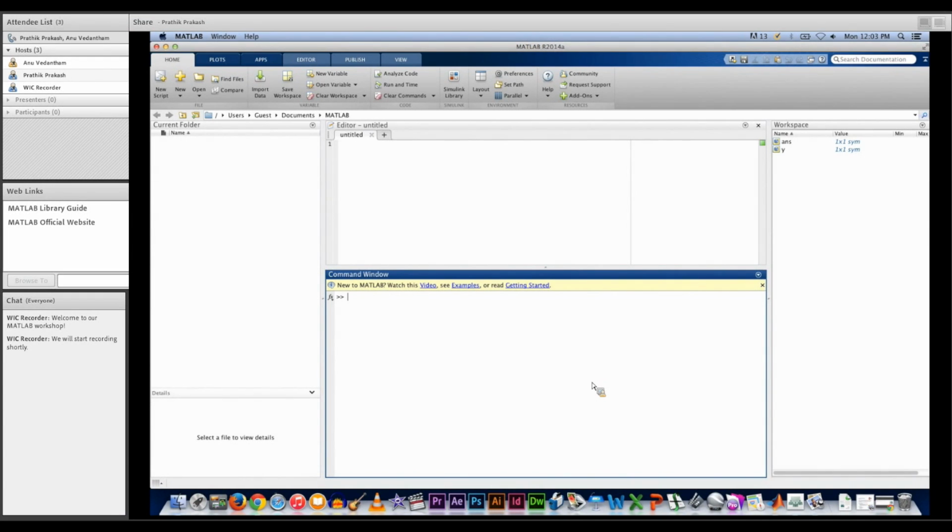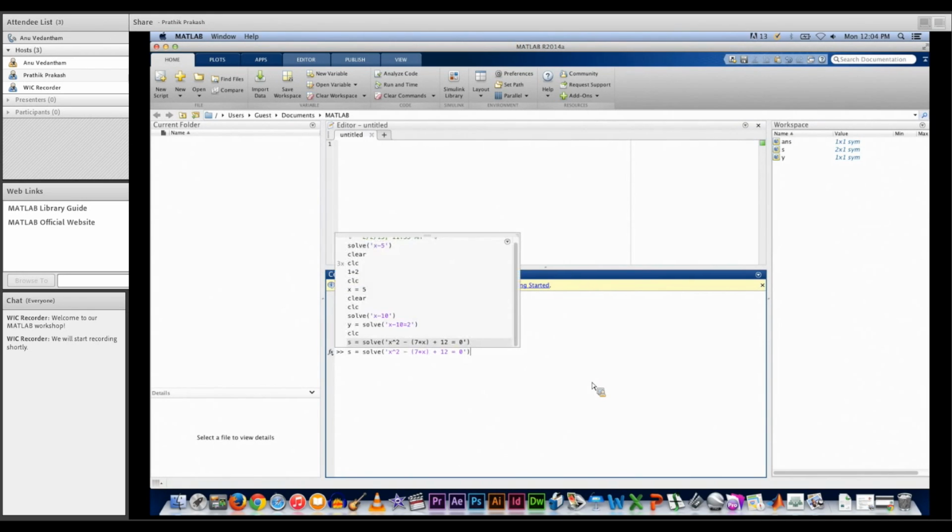So to do that, it's the same command that we used. Instead of putting the linear equation, we put in our quadratic equation right now. So you represent x squared in this form. Then you type 7x like this, and plus 12 equal to 0. So what happens is that it solves the value, and S will contain the answer. Once you do that, S has 3 and 4. So this is how you solve quadratic equations.